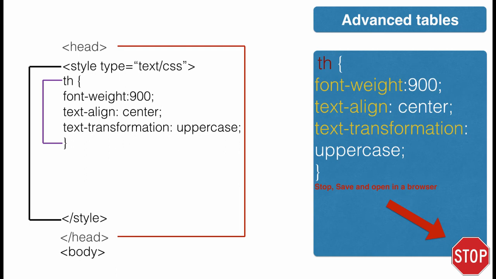The structural syntax of how we write this is important. There are no spaces between the dash that joins the font and weight. We use a full colon and then put in our value, and a semicolon to mark the end of our attribute. So it's font dash weight, full colon, 900 semicolon.